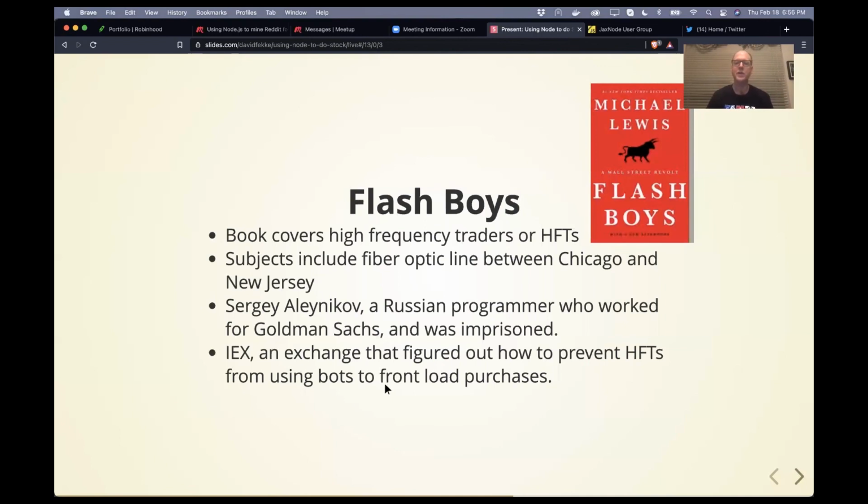So that's one of the things I thought was pretty interesting. And there's a guy that worked for Brad at IEX, a Scottish guy, and he's trying to figure out, well, what can we do so that the HFTs can't front load? They can't get out in front.